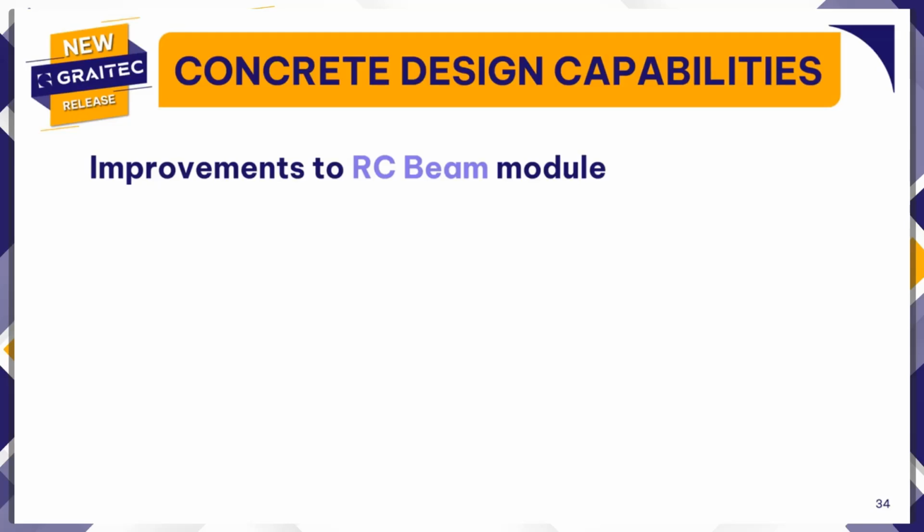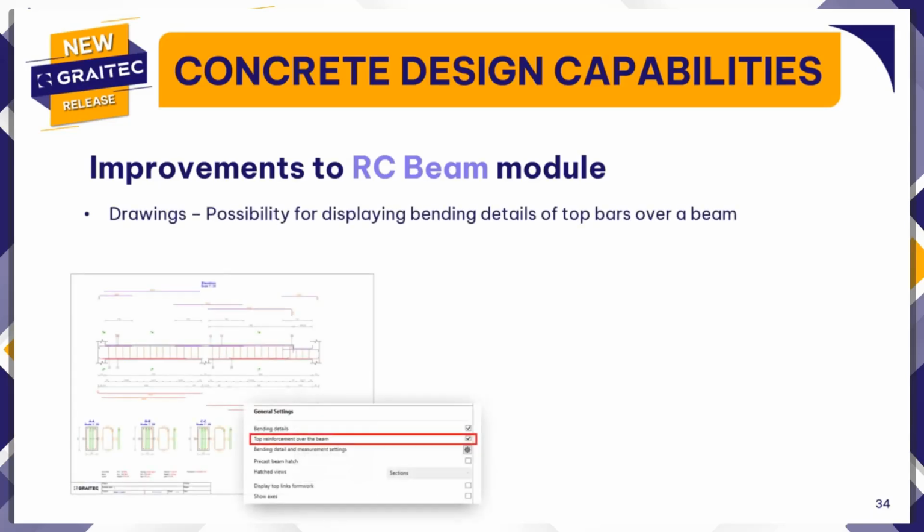Now I'll switch to novelties in the RCB module. The first one is that in case we want to generate the bending details and drawings, then for the elevation view, we can decide if top reinforcement is separated and generated over the beam elevation. So we can generate bending details below the beam, or top bars can be separated and visible above.